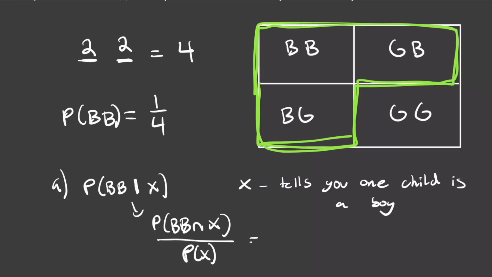So the probability of X is equal to 3 on 4, and on top we have the probability of intersection between boy, boy, and X, which is just going to be everything in here, right? Because if she has boy, boy, then she will say that one of her children is a boy 100% of the time. Boy, boy occupies 1/4 of the total mass, so 1/4 on 3/4 is going to give us 1/3.